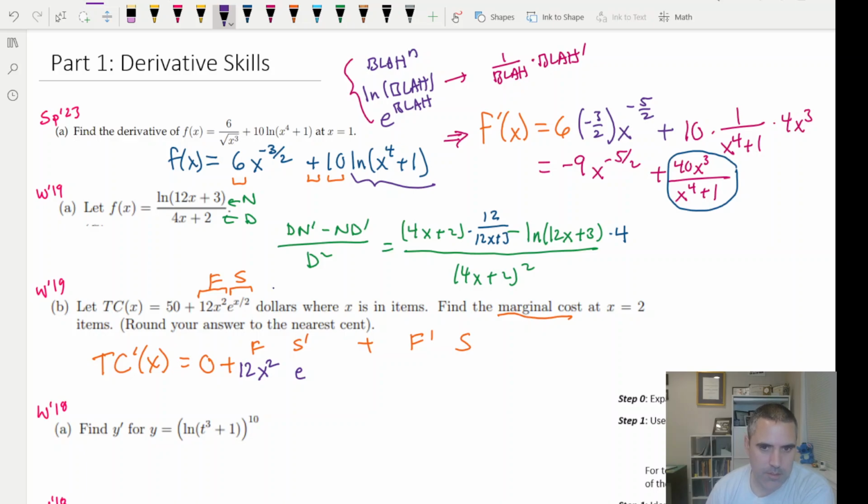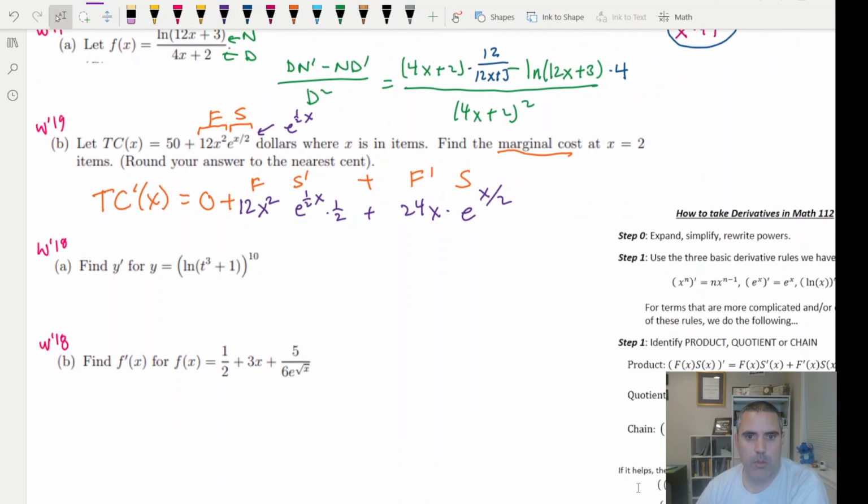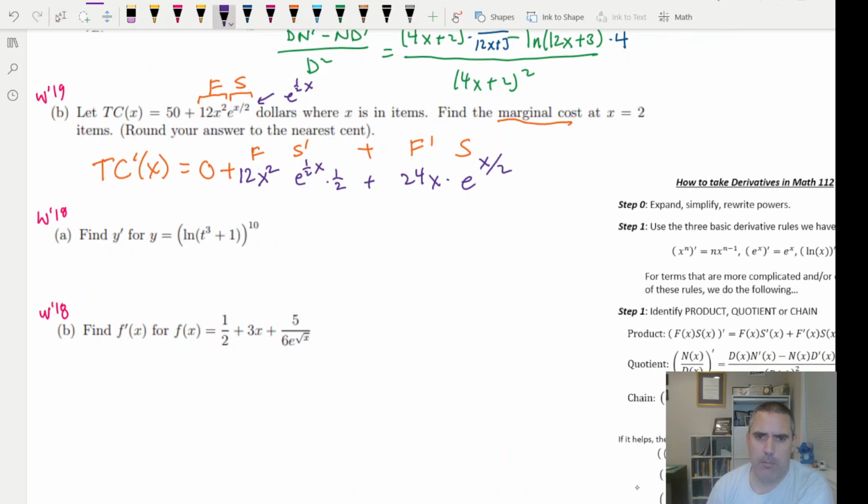So what do I do with this term? A calculus student would write it as 1/2 times x. So this is going to be 1/2 times x times the derivative of the inside, which is a half. Plus the derivative of the first is 24x times e to the x over 2. All right, that's nice. What do we have here on this third one? Let's scroll up a little bit. Everything is trapped inside a 10th power. So this is a blah to the 10. And how do you take the derivative of a blah to the 10? The 10 comes down and it becomes a 9.